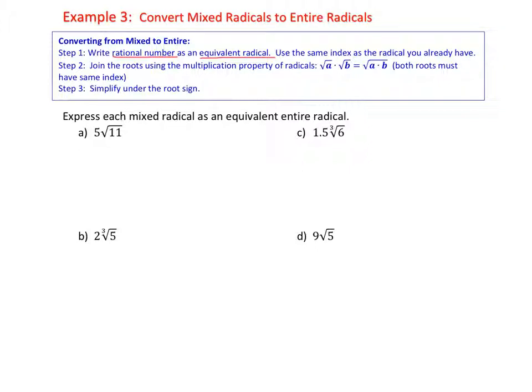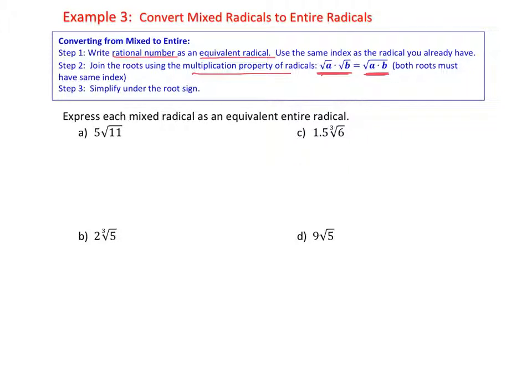In step 2, we're going to join the roots using the multiplication property. The multiplication property just says that when you're multiplying two roots together that have the same index, you can join them together under one radical and multiply the radicands together. And step 3 is to simplify the multiplication under the root sign.